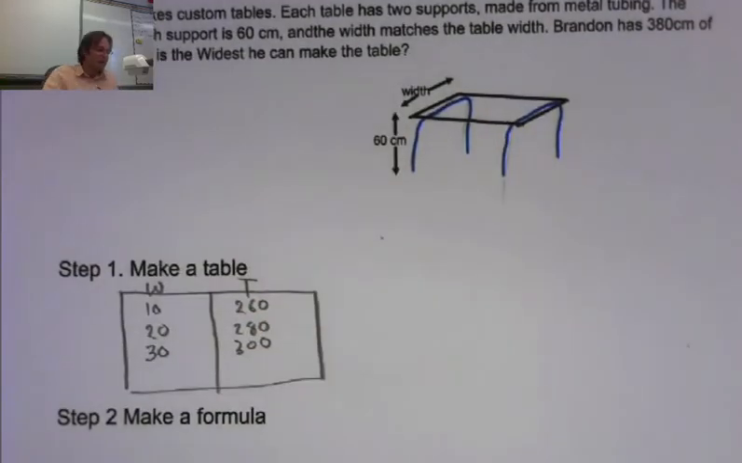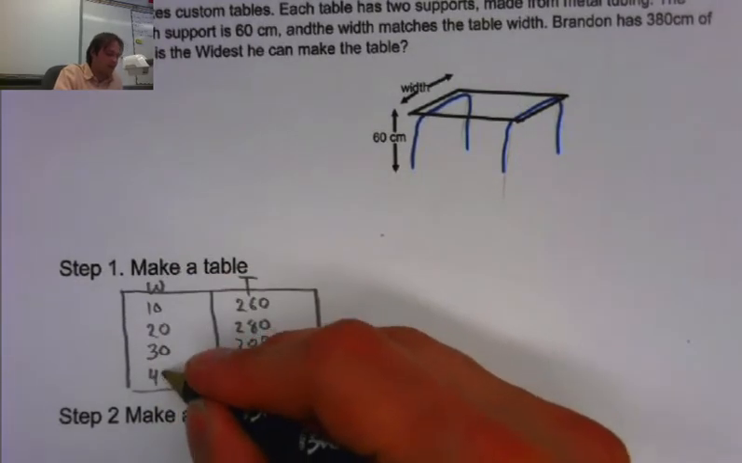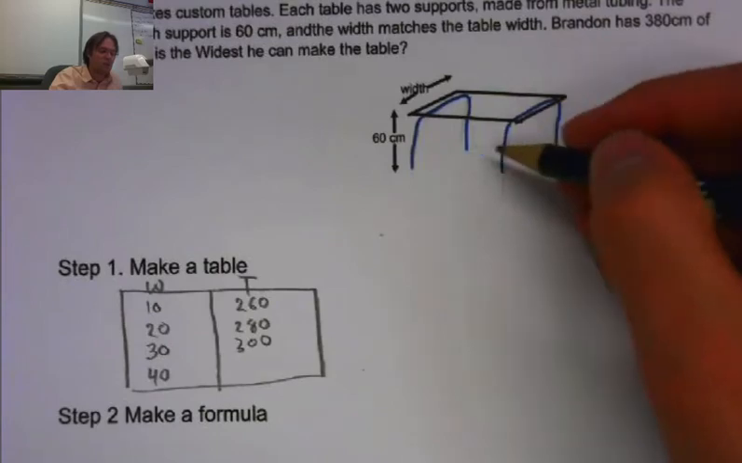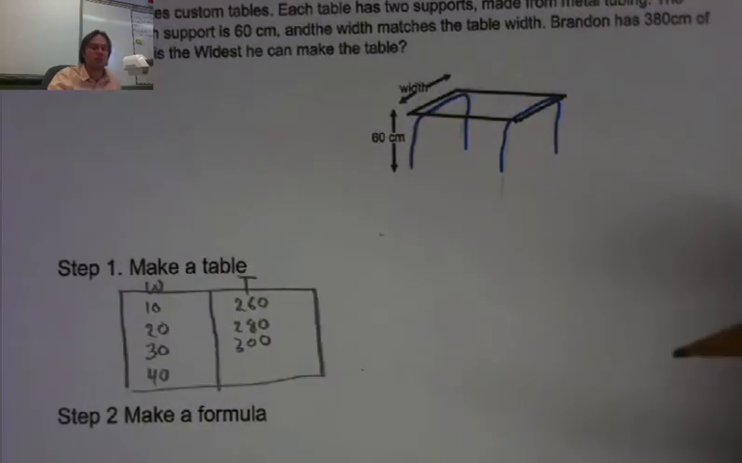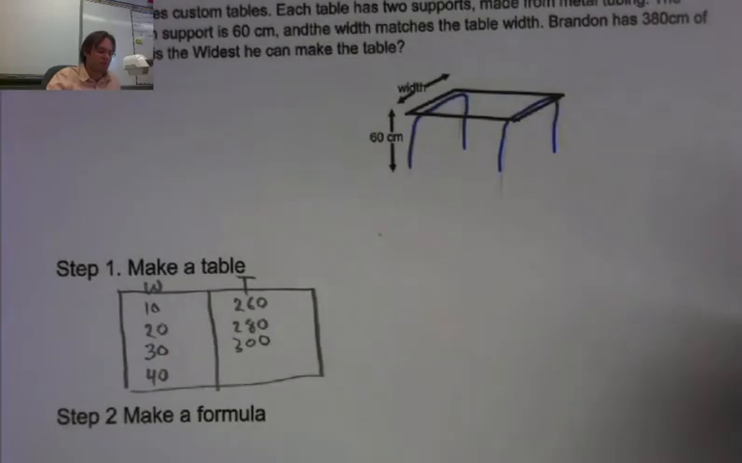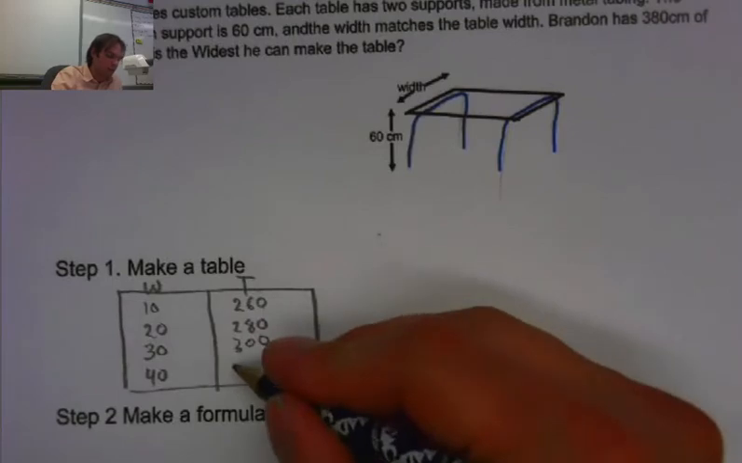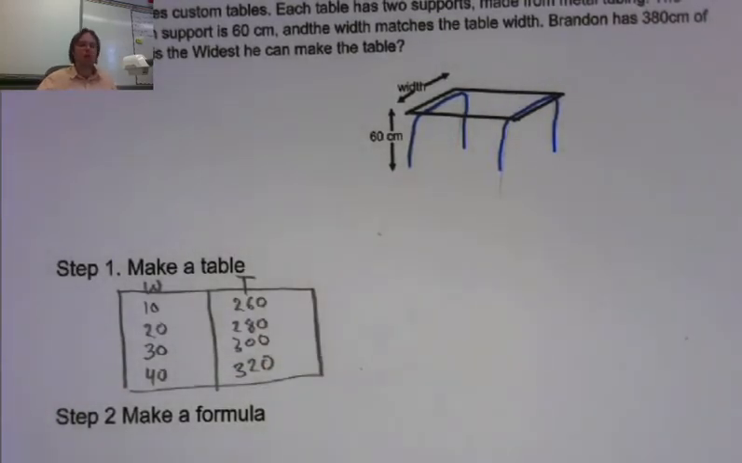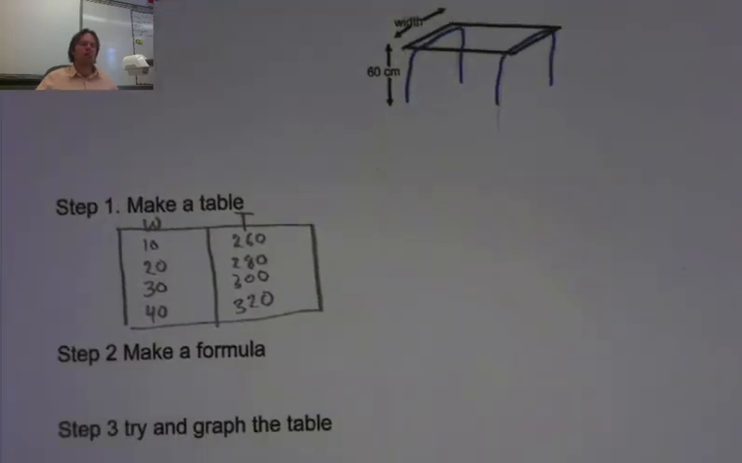All right? And I'm going to continue this. 40. If I do that again for 40, because remember, 60, 60, 120, and two more 60s is going to be 240. Then we have 40 and 40. Okay? So it's going to be 240 plus 80 will give me 320. All right, so now we want to make a formula for this.